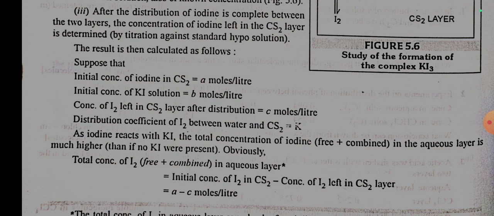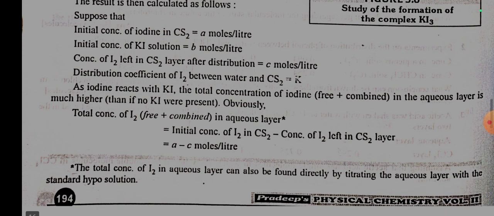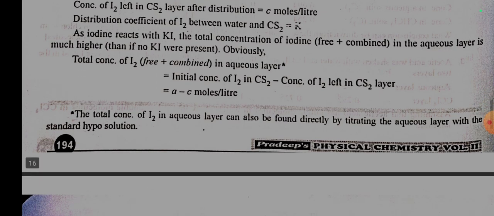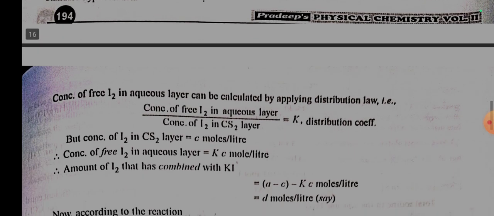As iodine reacts with KI, the total concentration of iodine, that is free plus combined, in the aqueous layer is much higher than if no KI were present. Obviously, the total concentration of I2, that is free plus combined, in the aqueous layer is equal to the initial concentration of I2 in CS2 minus the concentration of I2 left in the CS2 layer, which is equal to A minus C moles per liter.